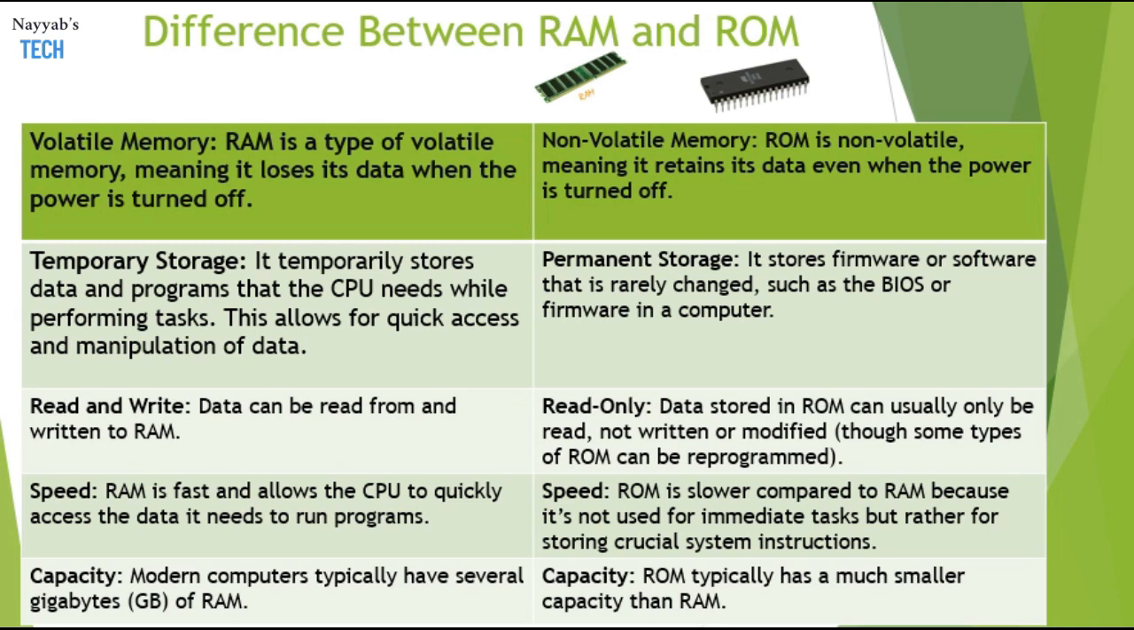Temporary storage means it holds the data and programs that the CPU needs while performing tasks. It provides quick access and manipulation of data. So RAM holds the temporary data and programs which are required by the CPU to run its programs, and it allows quick access to the data and manipulation of data. RAM provides quick access to the data because it holds the temporary data which is required by the CPU to perform its task.